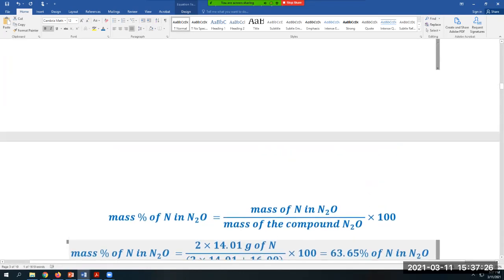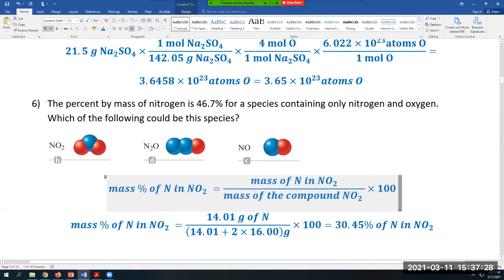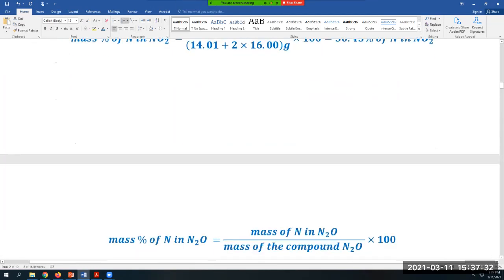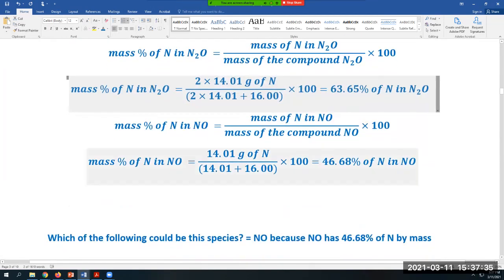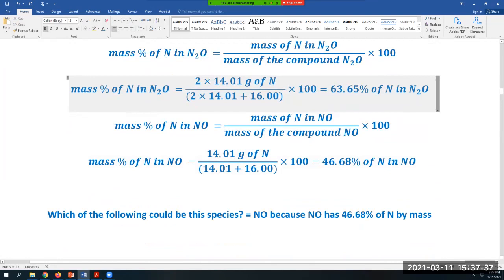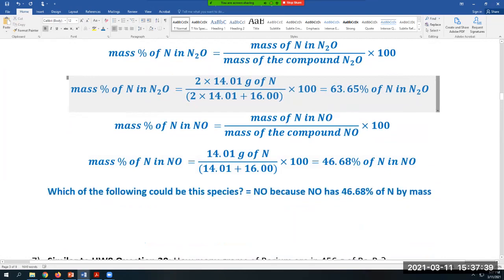And we can see now that it fits the number, right? So the species is NO, because the mass percent fits this formula. So which of the following could this species be? It's NO. So be careful here, it's not "no," it's NO, the nitrogen monoxide, because NO has 46.68% of nitrogen by mass. So that's how you can identify a compound.